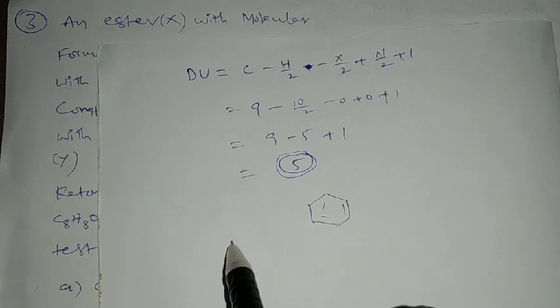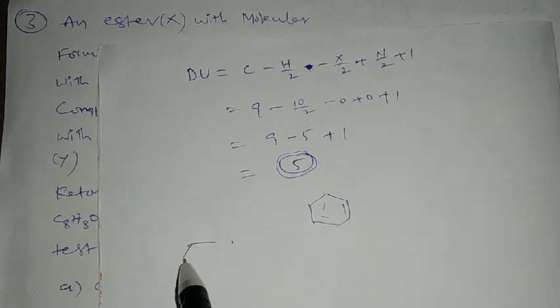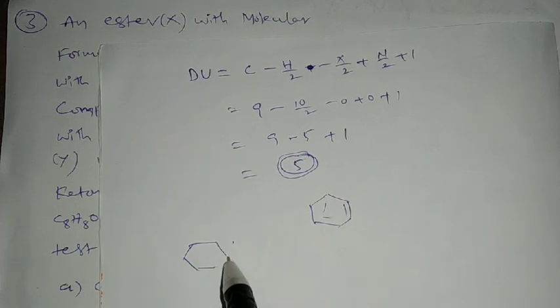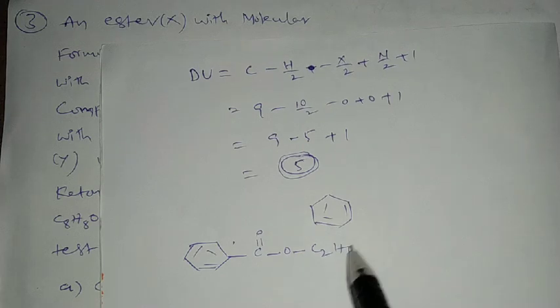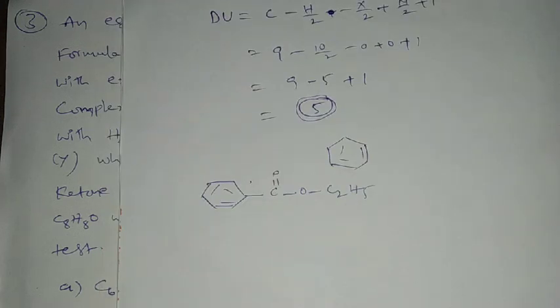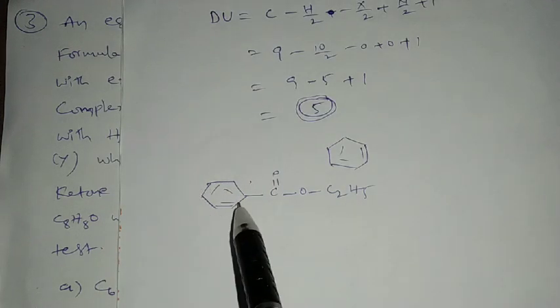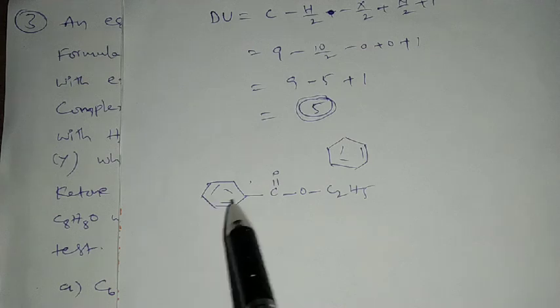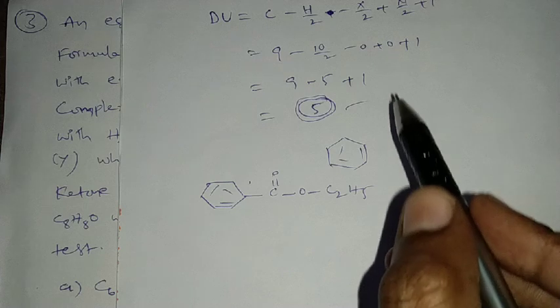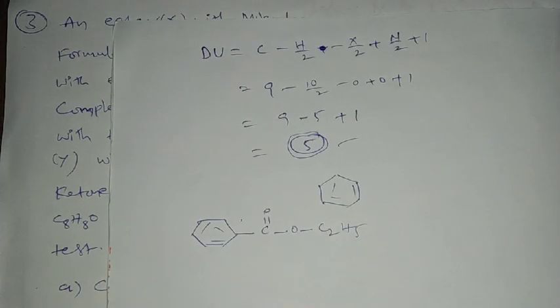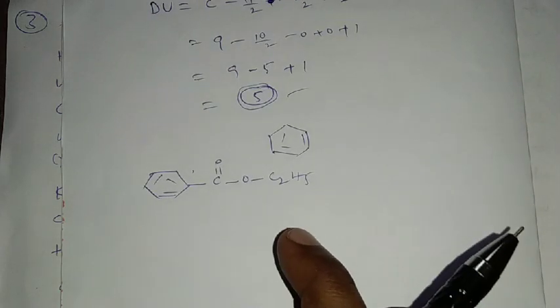See, observe here. According to the given formula, we can take the structure like this: benzene, C double bond O, O, C2H5. Observe here. So the benzene ring has 1 unsaturation and 3 double bonds, and here 1 double bond, total 5. So it is satisfied. That means this is the way to identify the structure according to the given formula. Is it okay? Now this is the starting material, an ester.